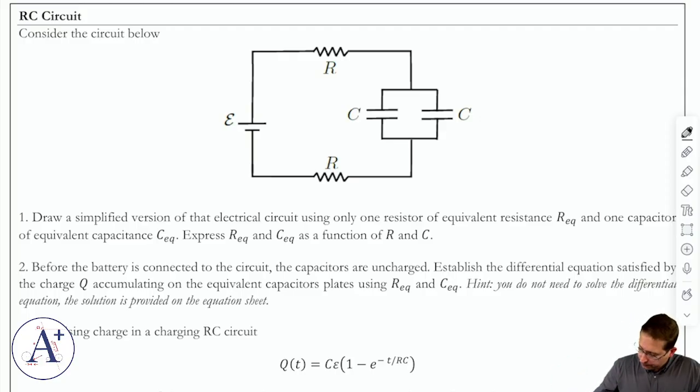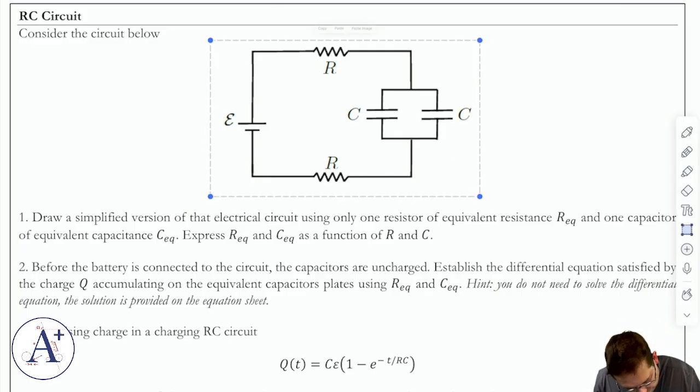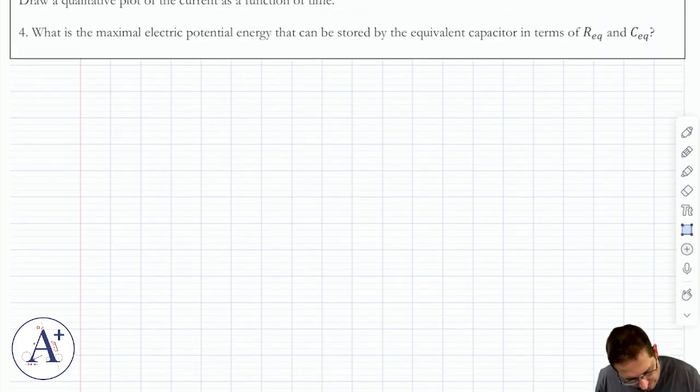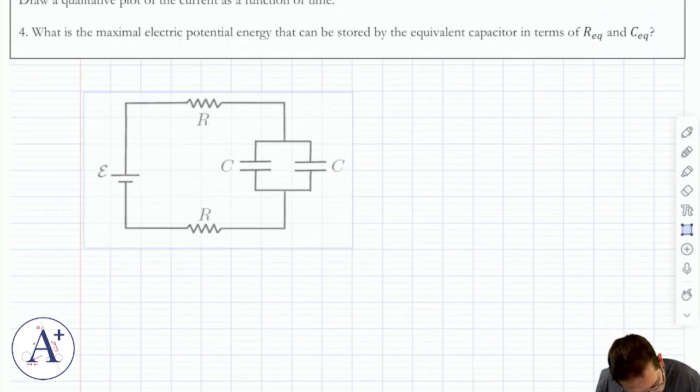Okay, well, it's okay. I just take this and I transform it to what's called an equivalent circuit. And in fairness, the first question asks you to do that. It says, draw a simplified version of that electrical circuit using only one resistor of equivalent resistance R equivalent and one capacitor of equivalent capacitance C equivalent. Okay, and express R equivalent and C equivalent as a function of R and C. Okay, so let me take this and bring it down here. Let's just talk about this real quick.